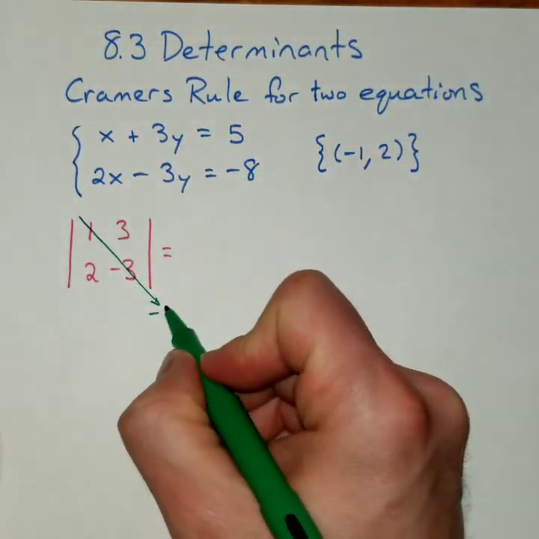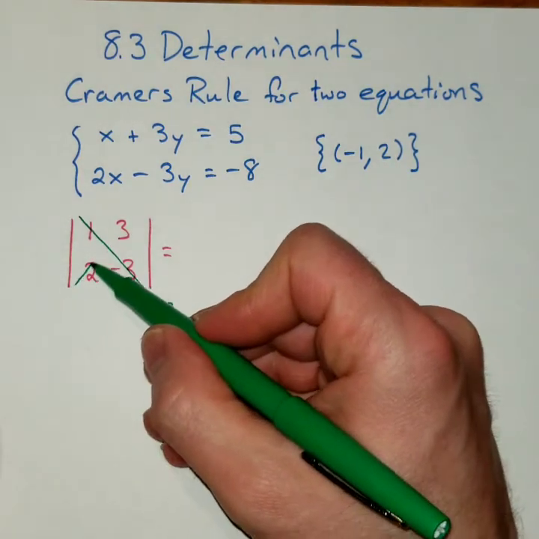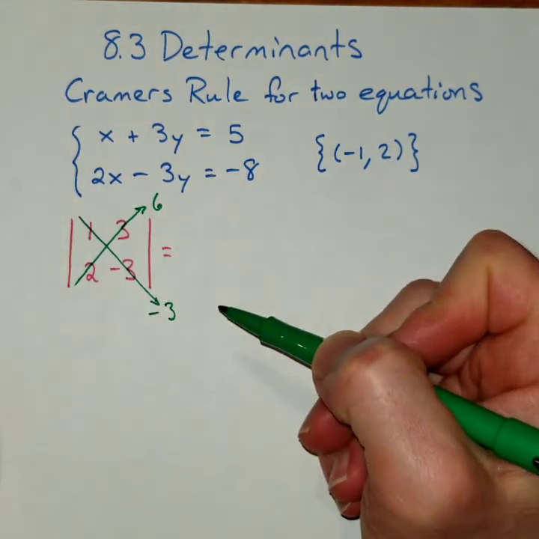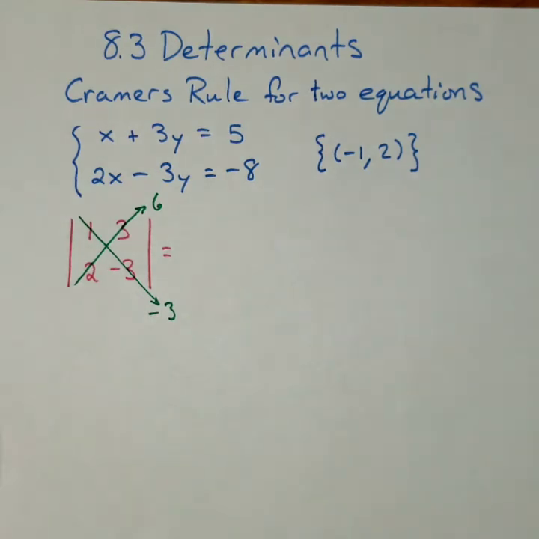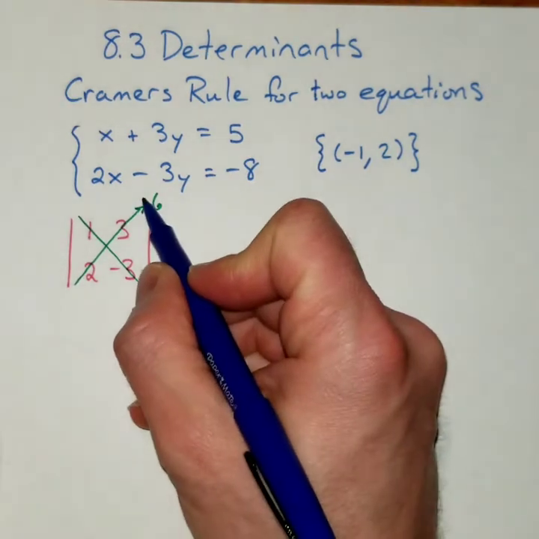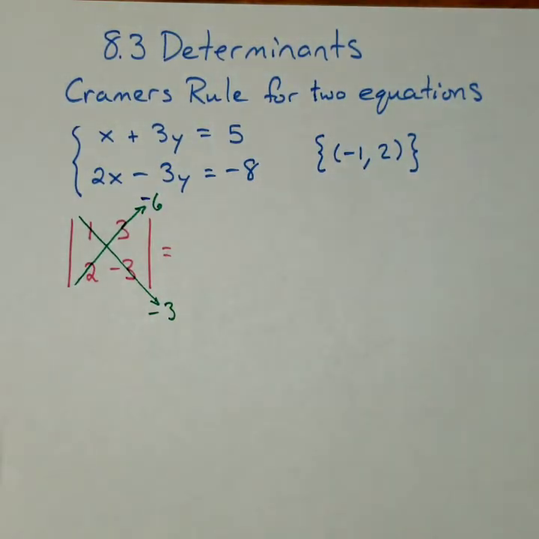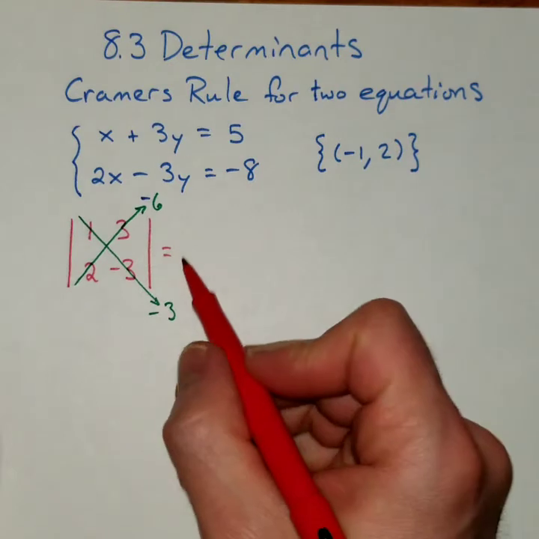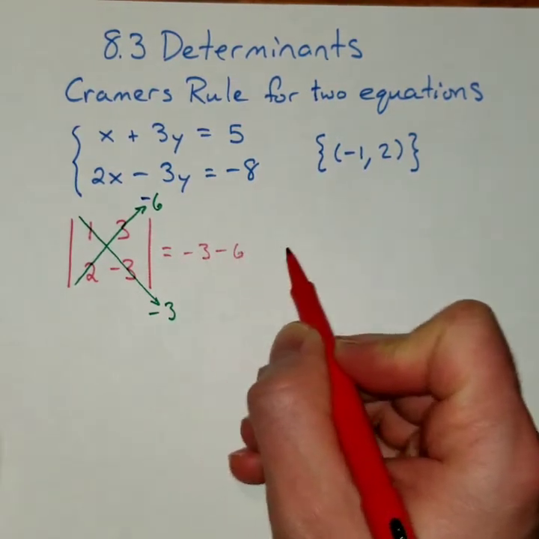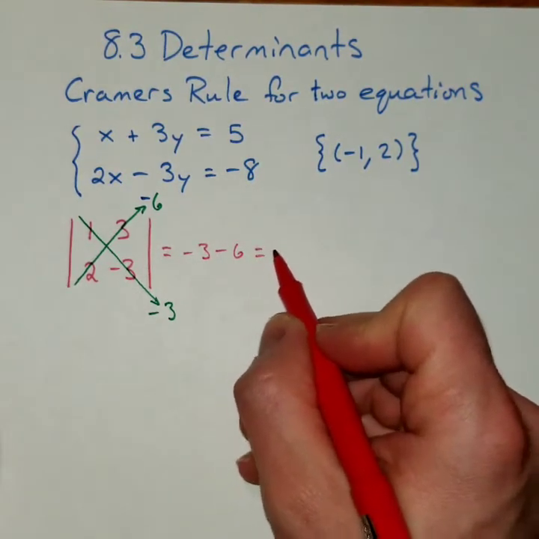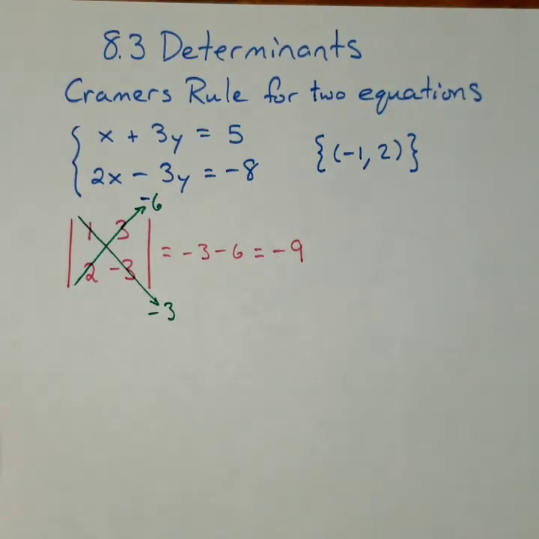And if I find the determinant for that matrix, I would have a -3 going down, I would have 6 going up. Remember, then we change the sign on the top term and then add them up. So this would end up being -3 minus 6 is -9. Okay. So that's one of the possible 2 by 2 matrices that occurs here.